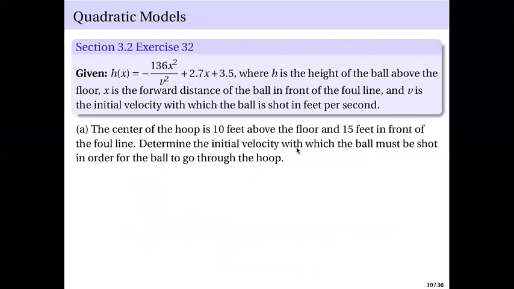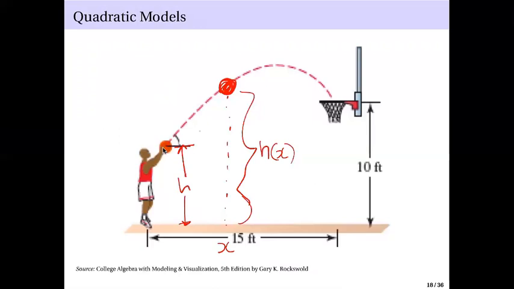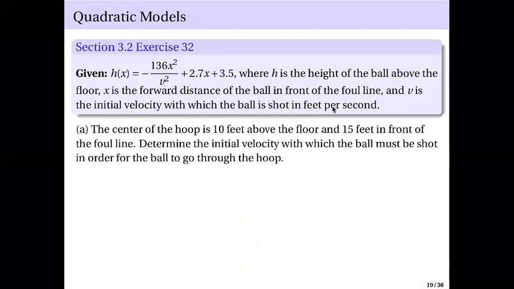Determine the initial velocity with which the ball must be shot in order for the ball to go through the hoop. So we want to calculate this v, so that from this point going to the center of the hoop, the ball will shoot inside that ring. We want to solve for that initial velocity.